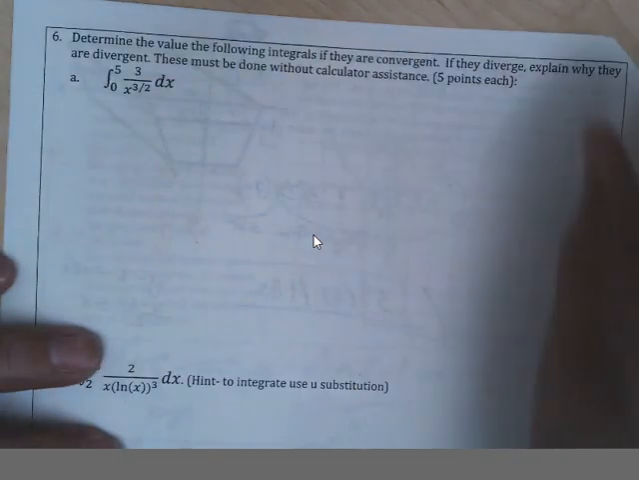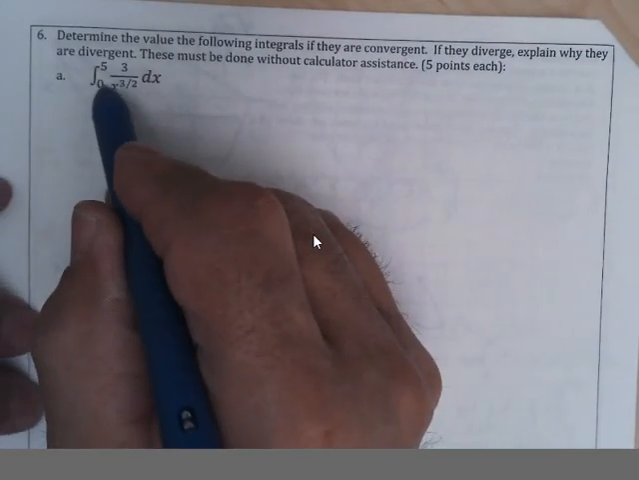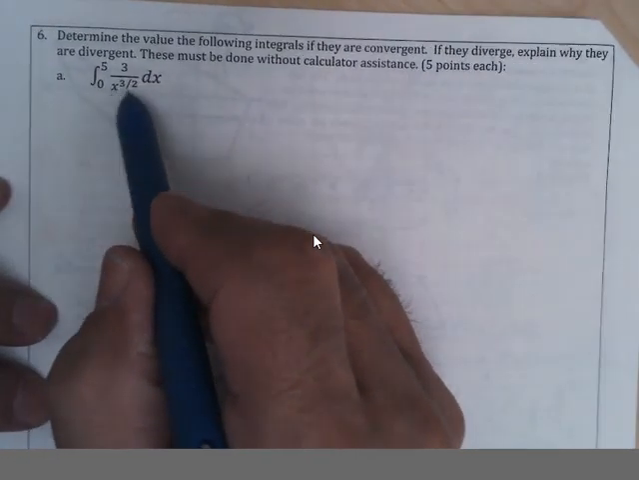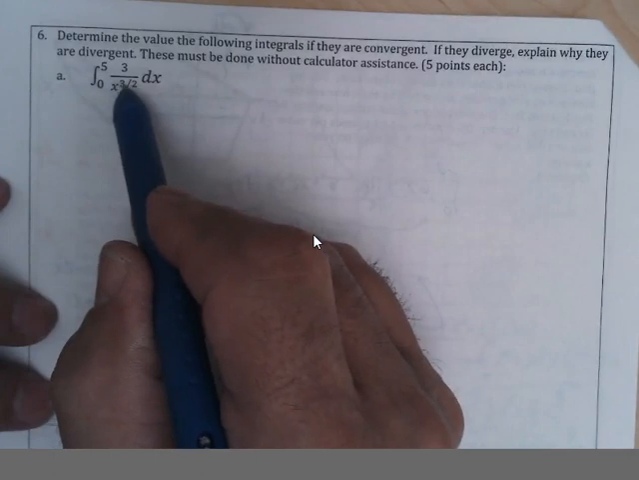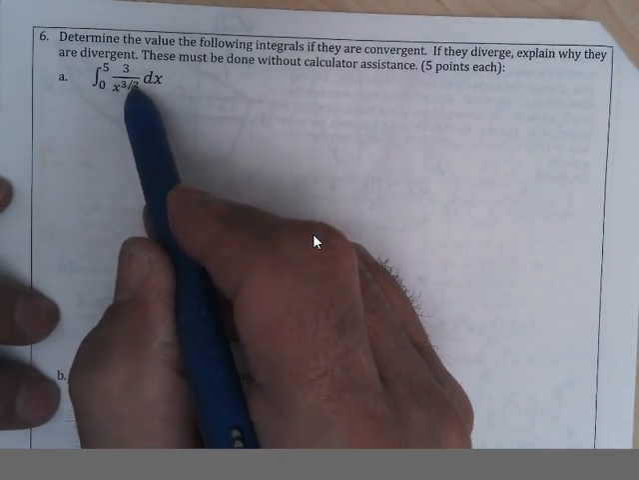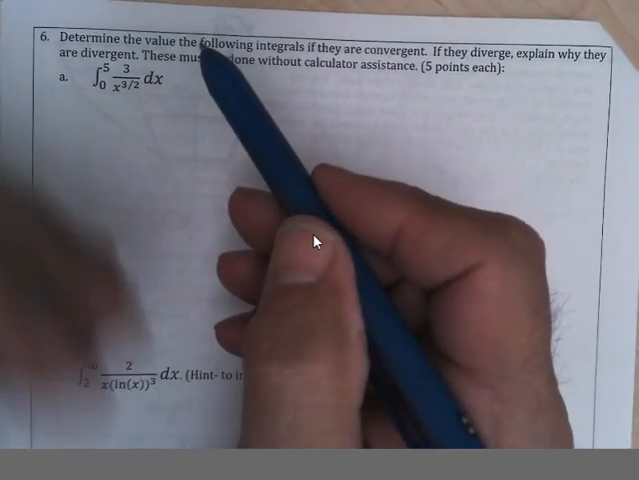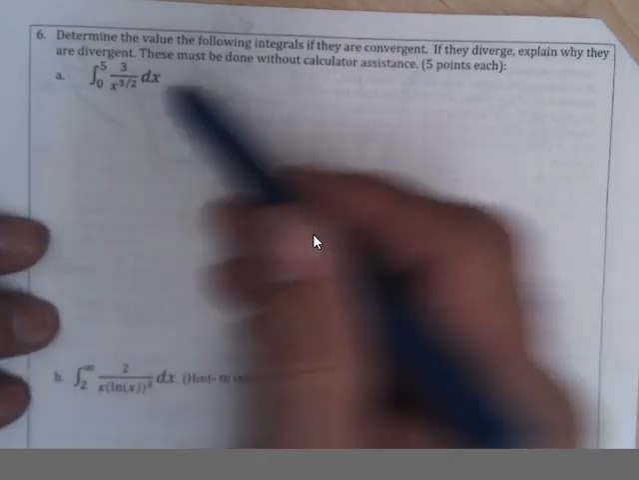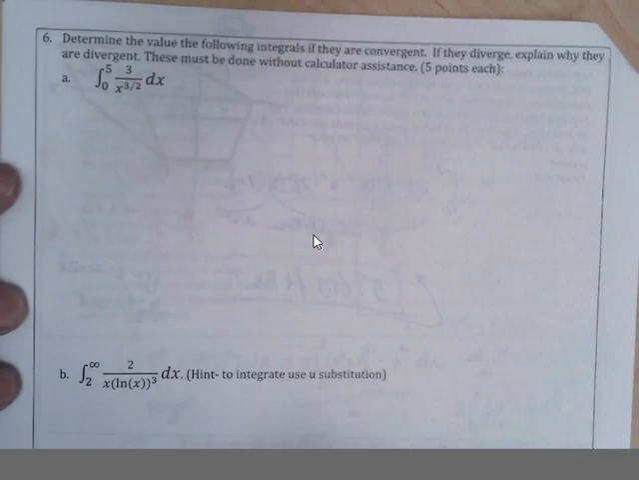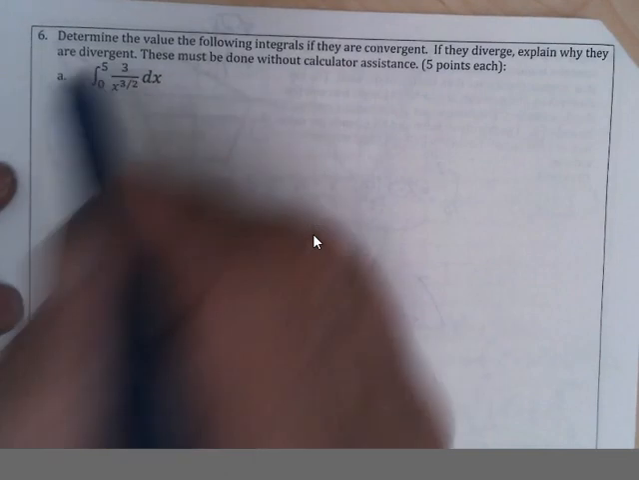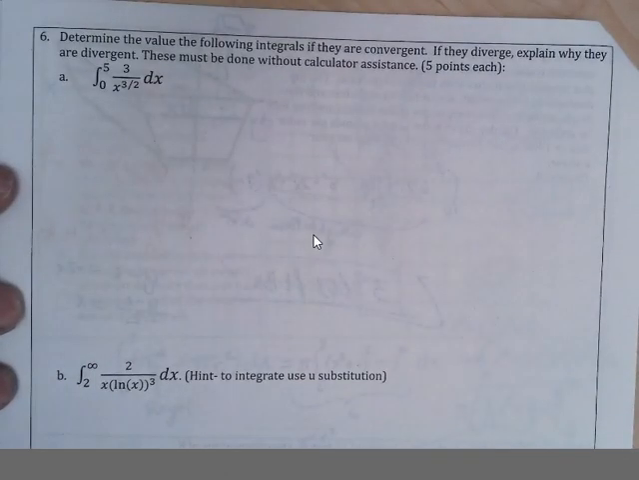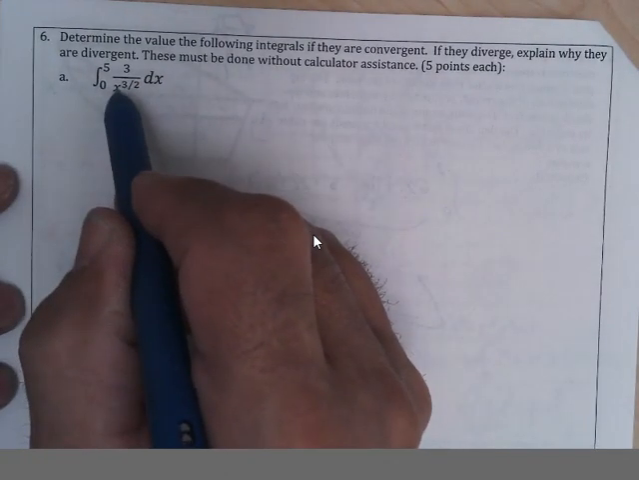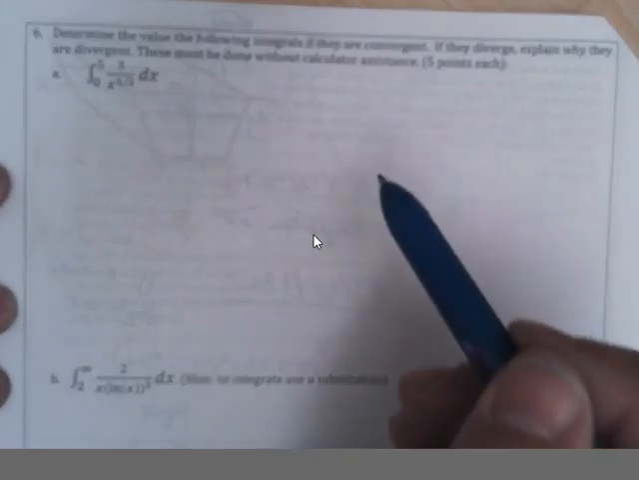Last two. Supposed to decide whether it's convergent or divergent. Now, some of you looked at this and said, oh, the power is greater than 1. That makes it 1 over x to a power, so if it gets bigger in the denominator, the whole thing gets smaller, and you said it's convergent. But that's if it's going to infinity. We're not going to infinity here. We're going to 0, and that causes division by 0.